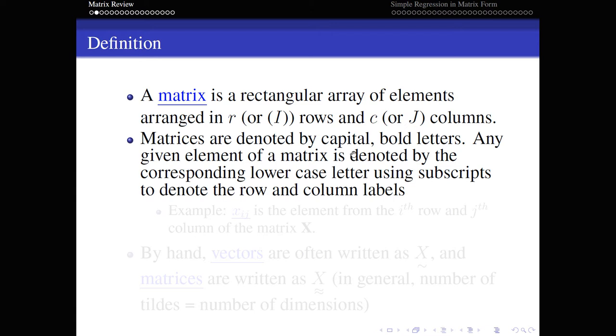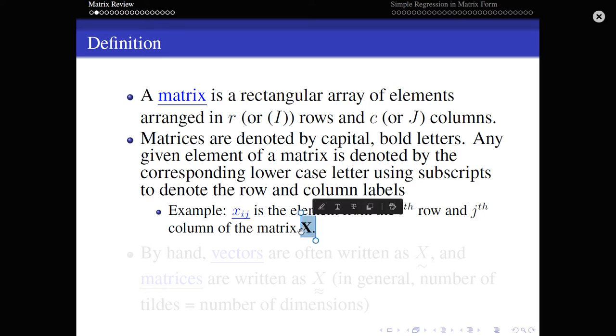Given elements of that matrix tend to be denoted by lowercase letters, and we use subscripts to tell which row and column we're talking about. So for instance, capital bold X might be the matrix X. This could also be a vector X. Bold is non-specific. It just means it's not a scalar. It's not a single number. It's something more. Whereas the lowercase x sub ij lets me know it's a matrix because I have two indices, a row and a column index. If I just had one, x sub i, it would be a vector.